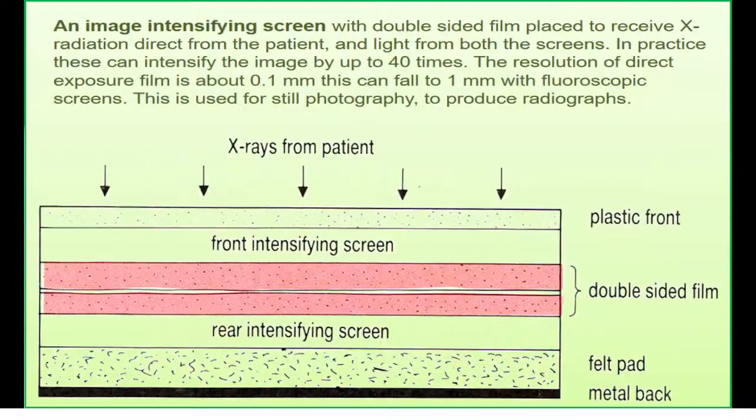An image intensifying screen with double-side film is placed to receive X radiation direct from the patient and light from both the screens. In practice, this can intensify the image by up to 40 times. The resolution of direct exposure film is about 0.1 millimeter. This can fall to 1 millimeter with fluoroscopic screens. This is used for still photography to produce radiographs.